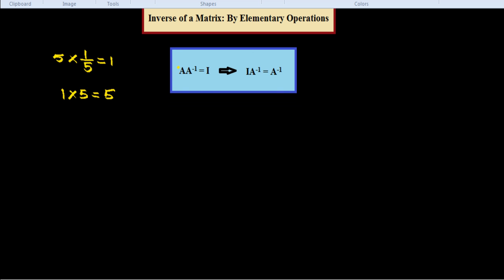Now we take an example of a 2 by 2 matrix and find its inverse. So I write down here a matrix A: 1, 2, 3, minus 5. This is the matrix we have.